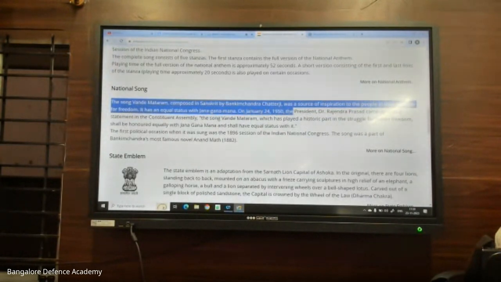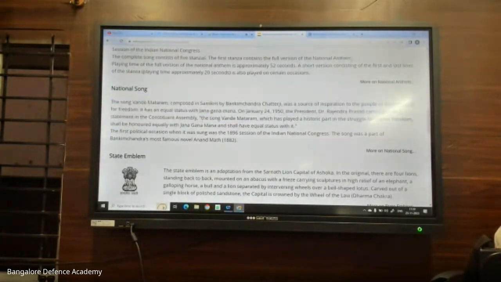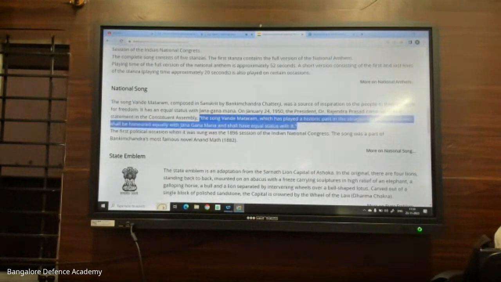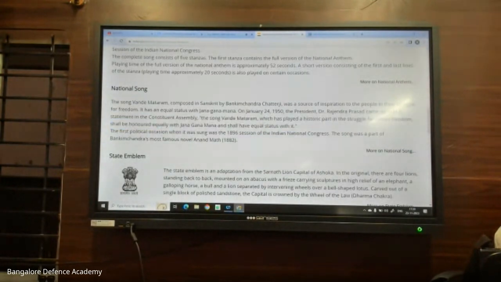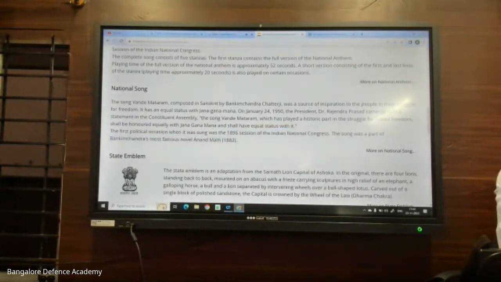On January 24, 1950, President Rajendra Prasad came up with a statement in the Constituent Assembly. The song Vande Mataram, which has played a historic part in the struggle of Indian freedom, shall be honored equally with Jana Gana Mana and shall have equal status with it. The first political occasion it was sung was in the 1896 session of the Indian National Congress. The song was a part of Bankim Chandra's most famous novel, Anandamath, in 1882. You understand? Look here now.